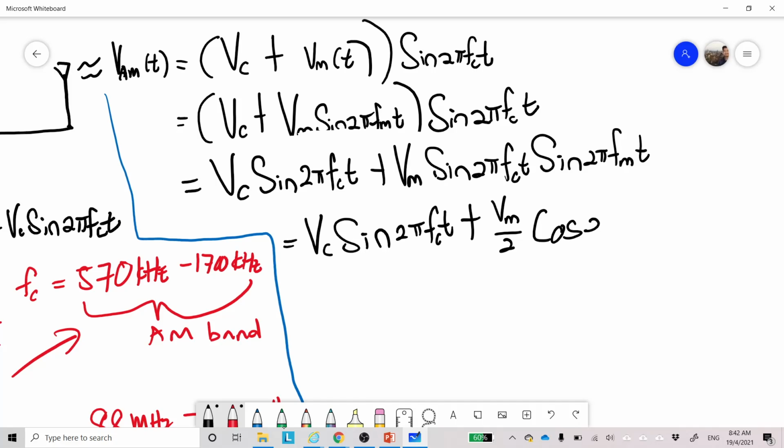I rewrite this one again: Vm sine 2 pi fm t. Okay, so you see that this VMT, so far up to now, we only use a single frequency, satu frequency sahaja, iaitu FM, the frequency of the message.